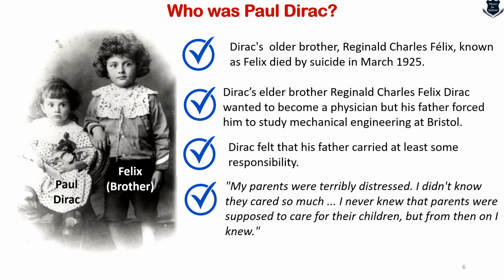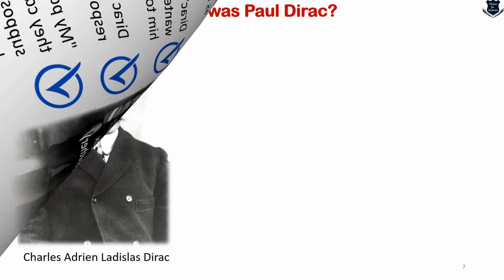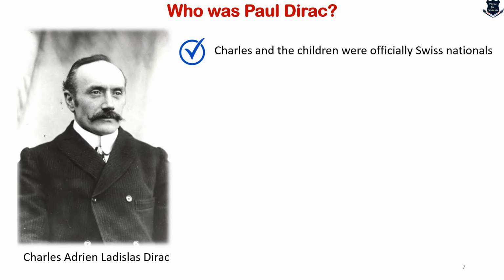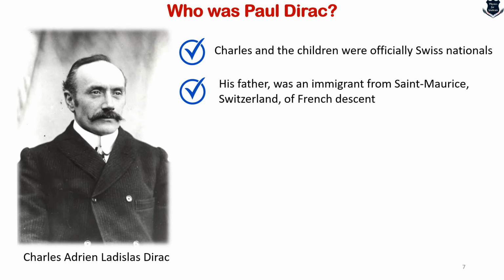Well, that is a tragic event when Felix actually committed suicide. Whatever the reason, maybe he wanted to study something else, or maybe for some other reasons. Now, Charles Dirac and the children, I mean to say Dirac's family, were officially Swiss nationals until they became naturalized on 22nd October 1919. Dirac's father was strict and authoritarian, although he disapproved of corporal punishment.